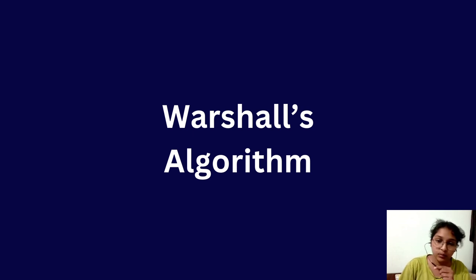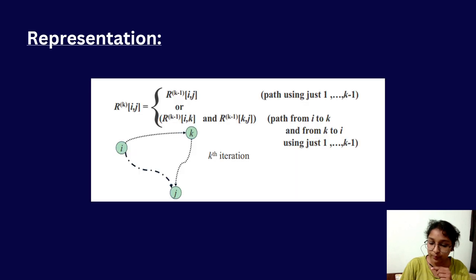Firstly, let's see what Warshall's algorithm is. According to the definition, Warshall's algorithm is a graph analysis algorithm used to find the transitive closure of a directed graph, determining whether there is a path between all the pairs of the vertices.